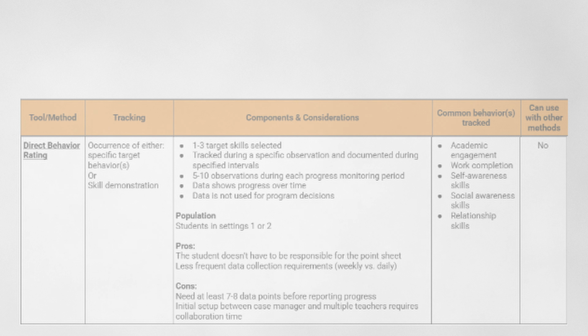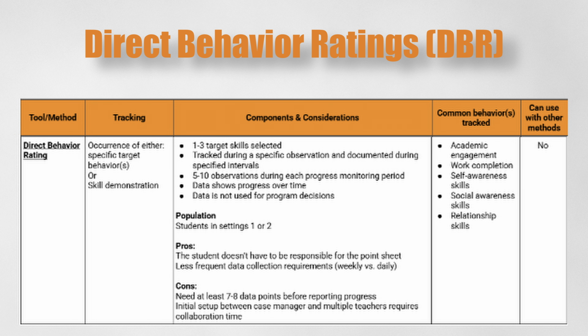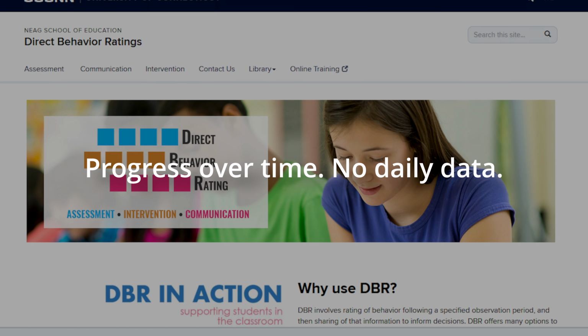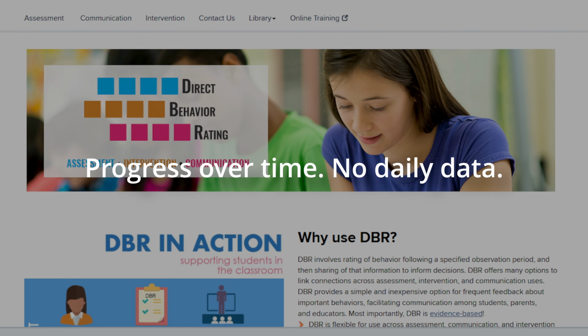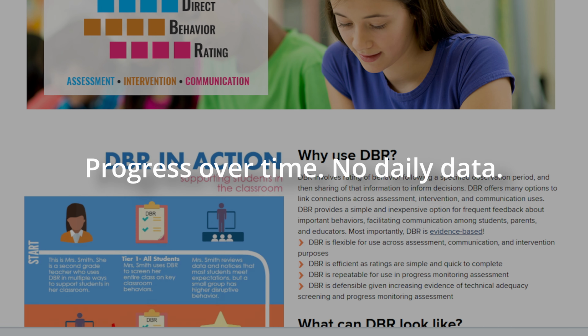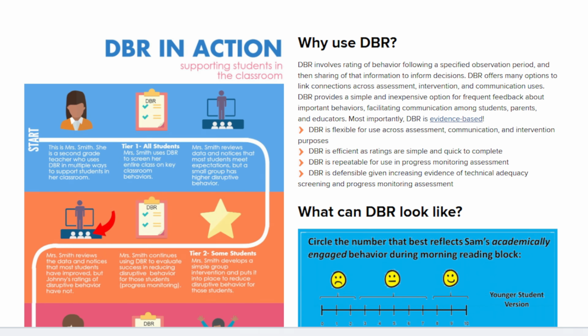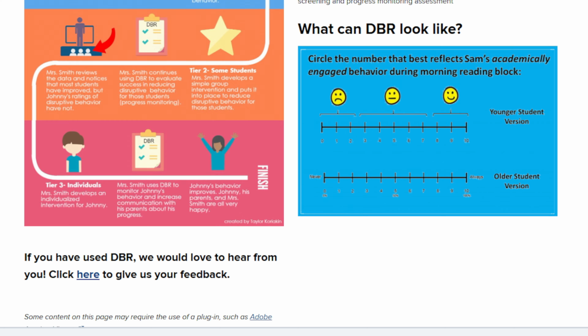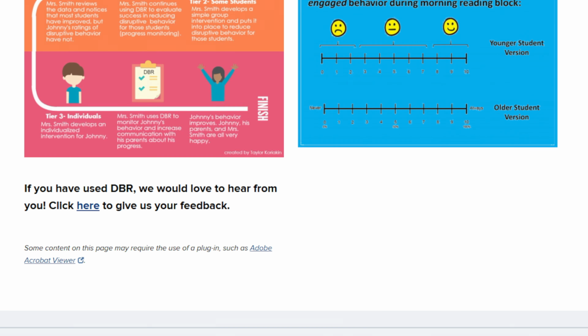And if you're looking for a way to monitor skills over time without collecting data every day, try a direct behavior rating. This tool uses short, structured observations to track growth in pro-social skills students have the opportunity to demonstrate frequently within the classroom, like academic engagement, respect, or time management.